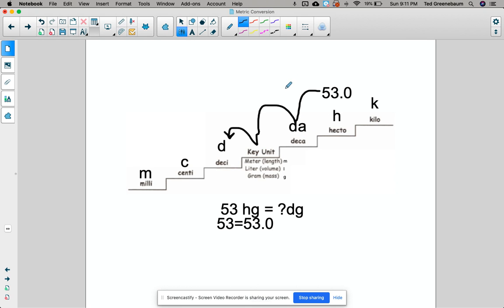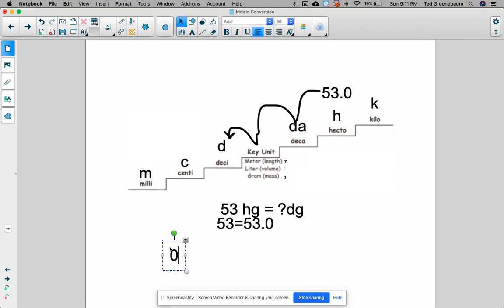53 times 10 is 530. 530 times 10 is 5,300. 5,300 times 10 is 53,000. We can do it another way.